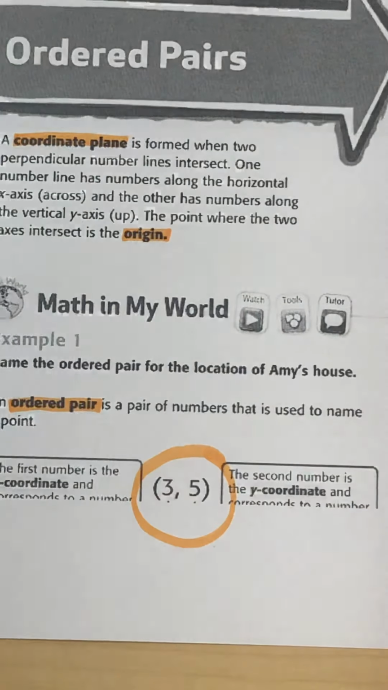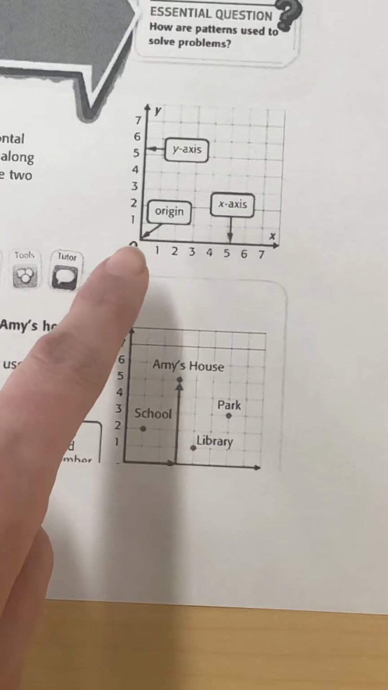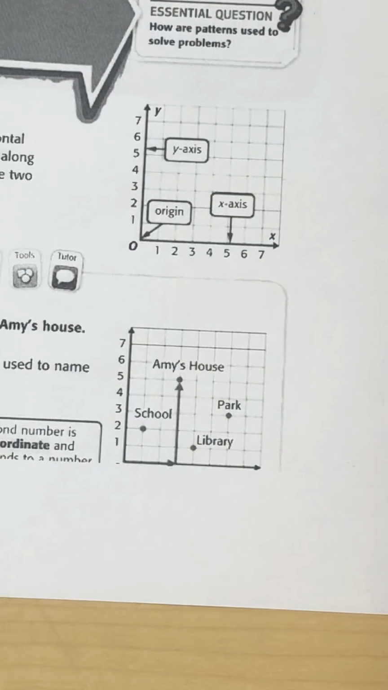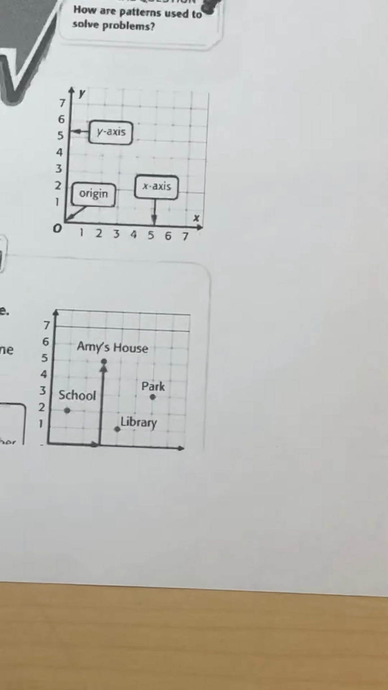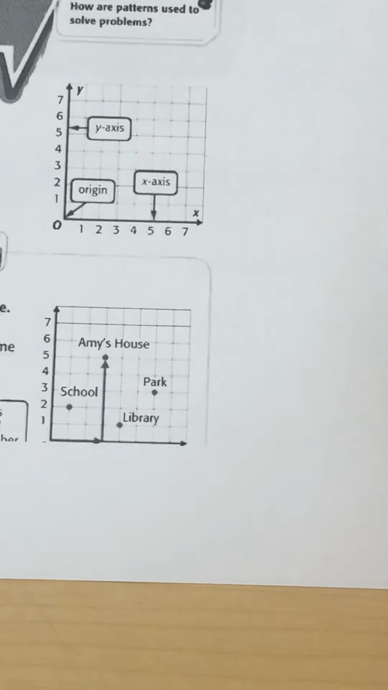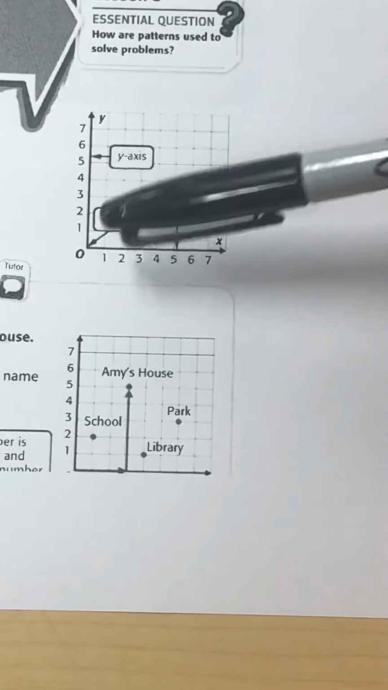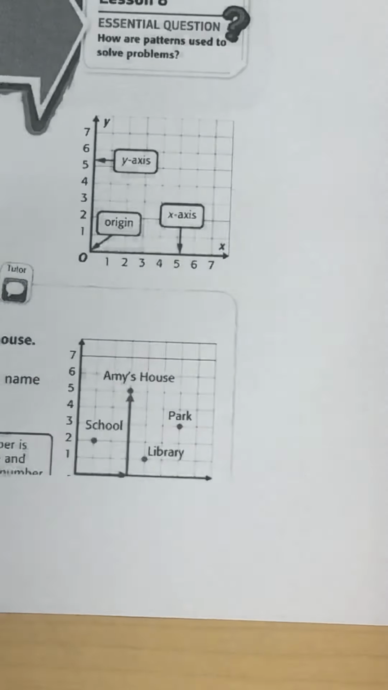Now the next word you need to know is an origin, which is this little spot right here. It's 0, 0, okay? So that's an origin, and that means it's the very center of a coordinate plane, or you haven't gone over right or up at all. You're just right there at 0, 0. The other thing you need to know is the line that's horizontal is the x-axis. The line that is running vertical is the y-axis. So those are a lot of really important words you're going to see.